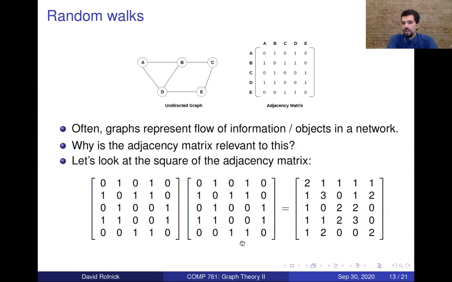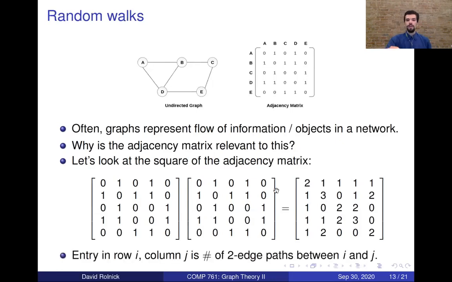Here it was in the adjacency matrix, it's the number of ways to get from B to E in 1 step. In the square of the adjacency matrix, it's the number of ways to get there in 2 steps. Likewise, this is 3 here, because there are 3 ways to get from B to another vertex and then back to B. And that's just because the degree of B is 3. So BAB, BDB, and BCB are all 2 edge paths. In general, the entry in row I, column J, is just the number of 2 edge paths between I and J.